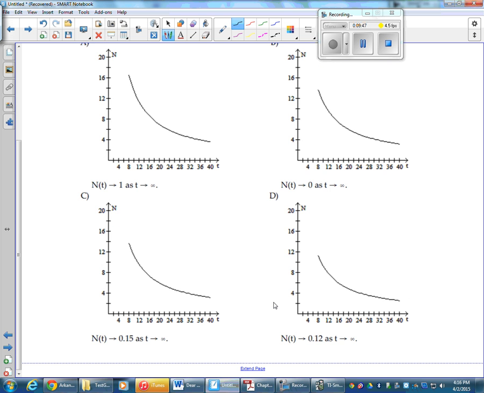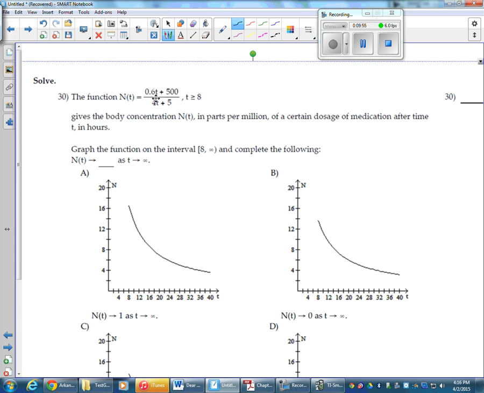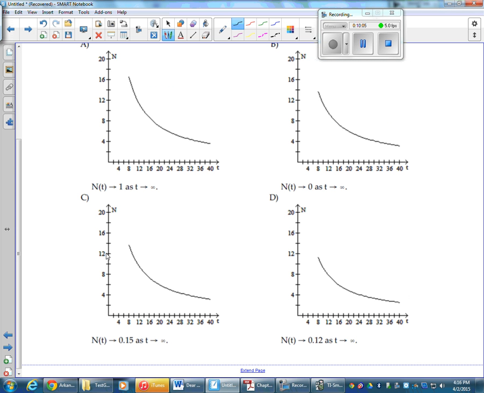So let's go back over here and check. It approaches 0.15 as t approaches infinity because that's going to be my horizontal asymptote. So my answer here is going to be C, because you divide the coefficients of your leading term when they have the same degrees. Degree of this is 1, degree of this is 1, so this line is going to approach 0.15 as t gets bigger and bigger, because that's going to be my horizontal asymptote. So my answer for the last one is going to be C.